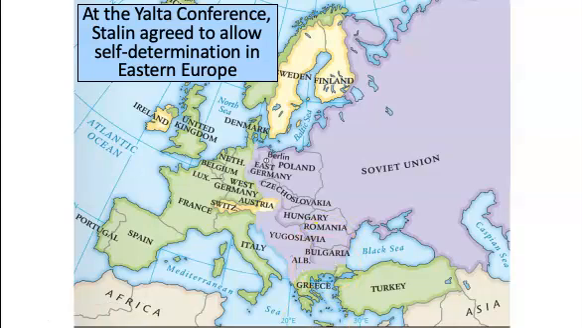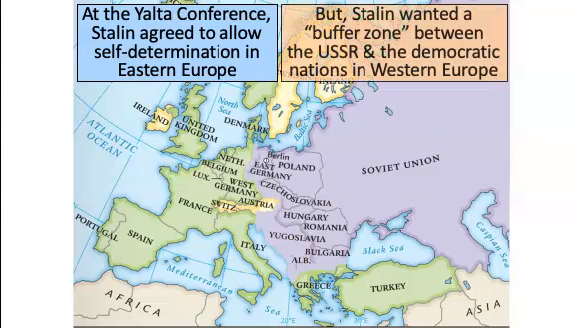Now, what that meant was that these countries would be able to determine, or have elections on, what type of government they would have. However, Stalin had wanted a buffer zone between the USSR and the democratic nations in Western Europe. The reason for this is that he had seen the Soviet Union throughout history continually be invaded, especially by the Germans and by the French. And so he wanted to create this buffer zone of countries that invading countries would have to go through before they actually hit Soviet soil in the future.